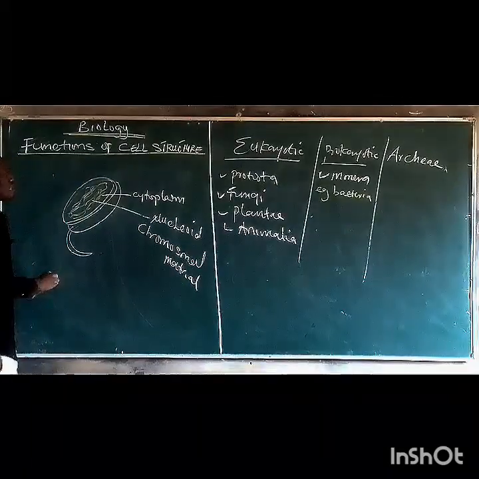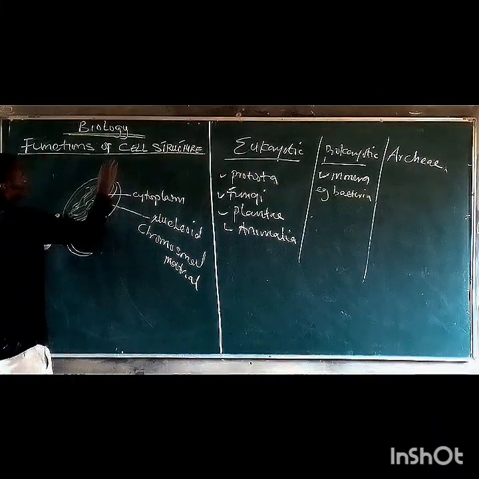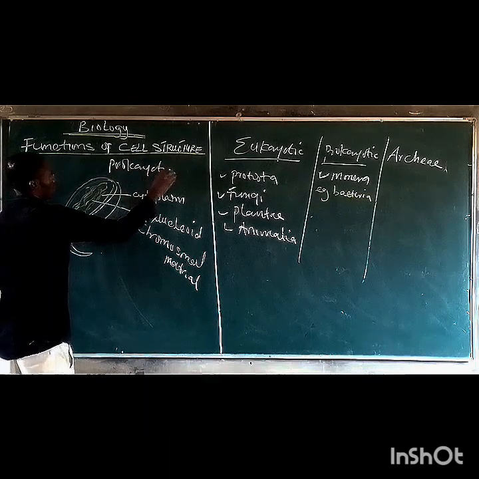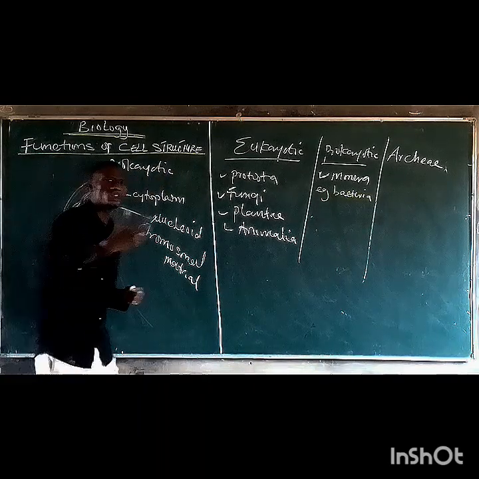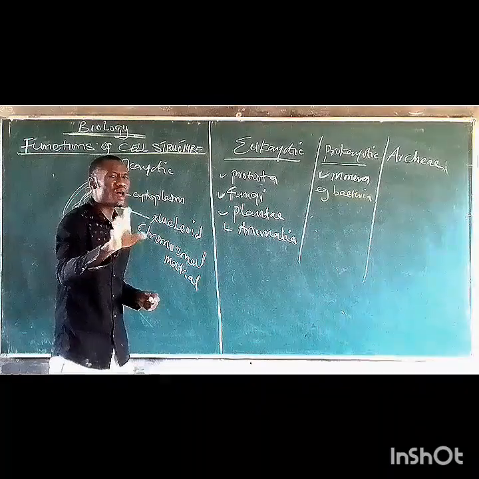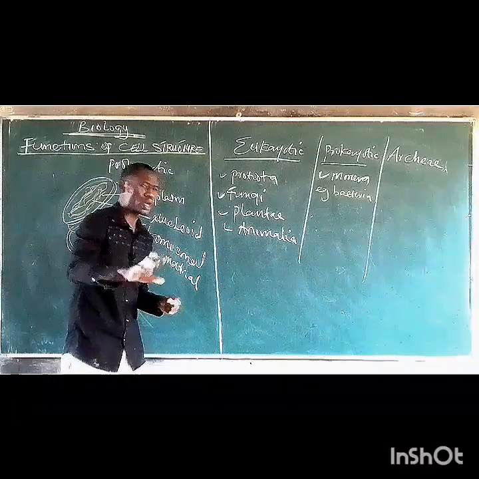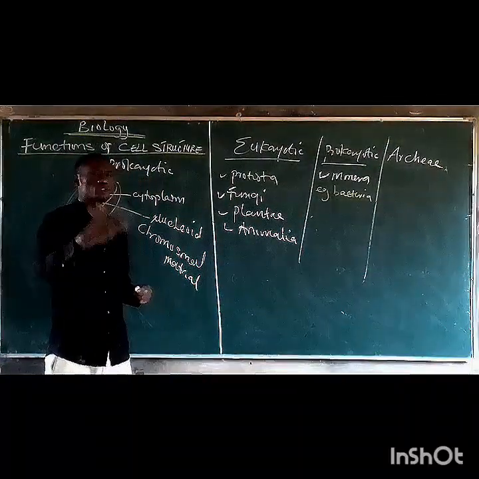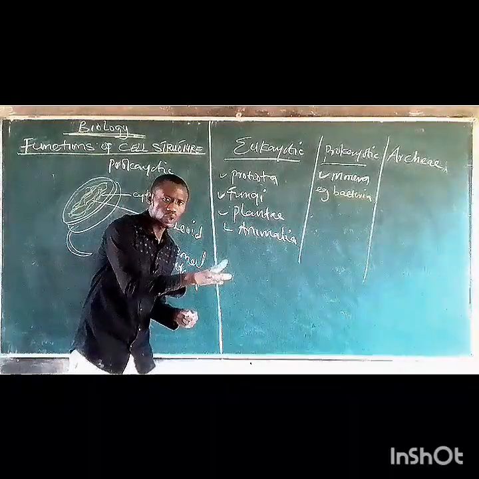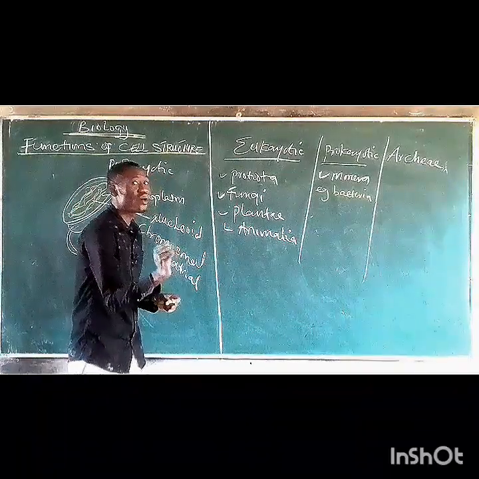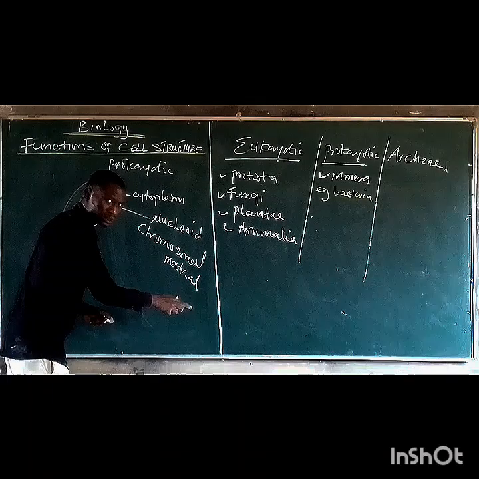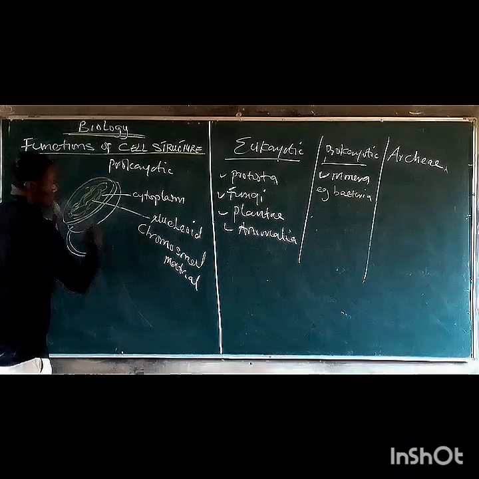Now, this means that the prokaryotic doesn't have a true nucleus. If you say that prokaryotic don't have a nucleus, you are not totally correct. You are not completely correct. The right word to use is that prokaryotic organisms lack a true nucleus. That is, they have a false nucleus, which is called the nucleoid. Alright?